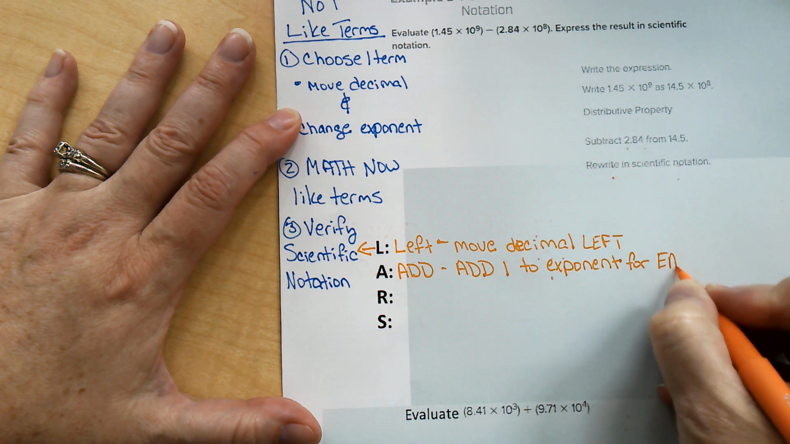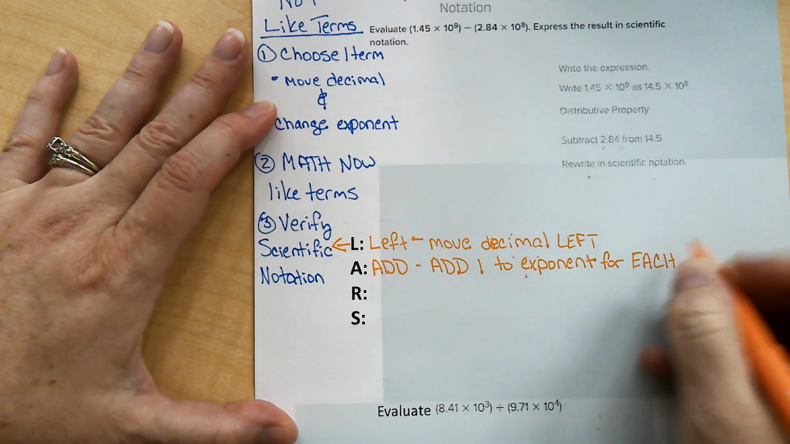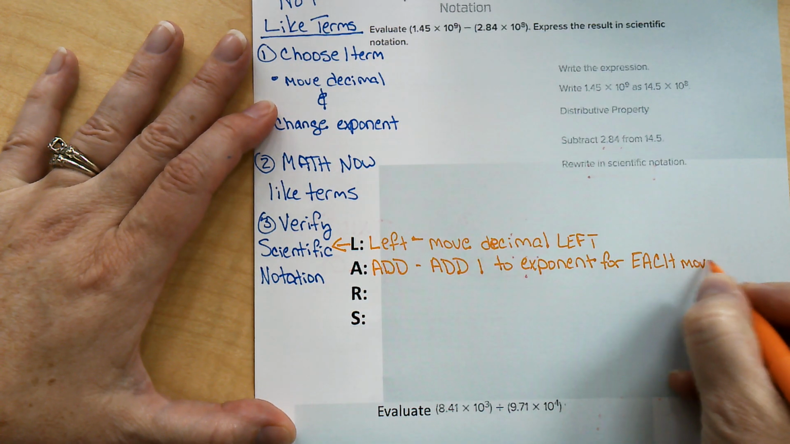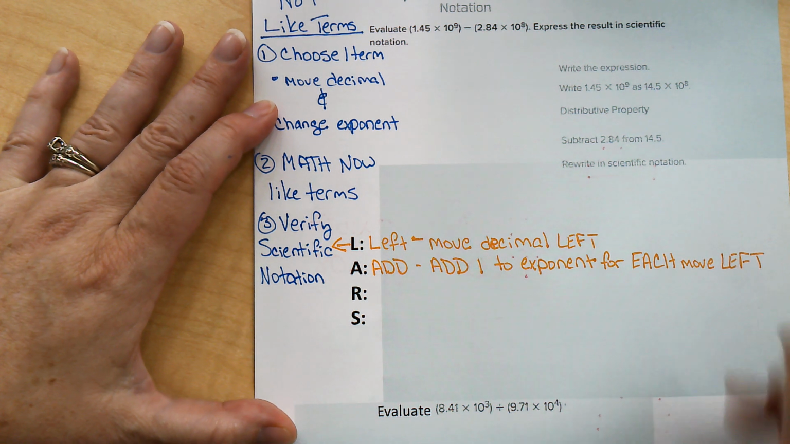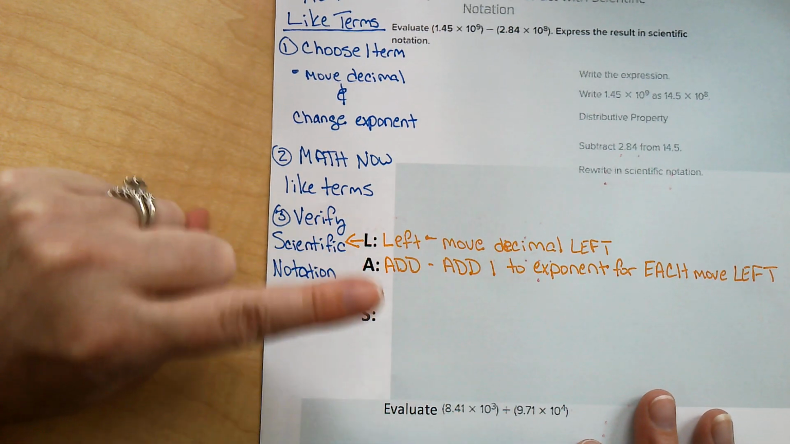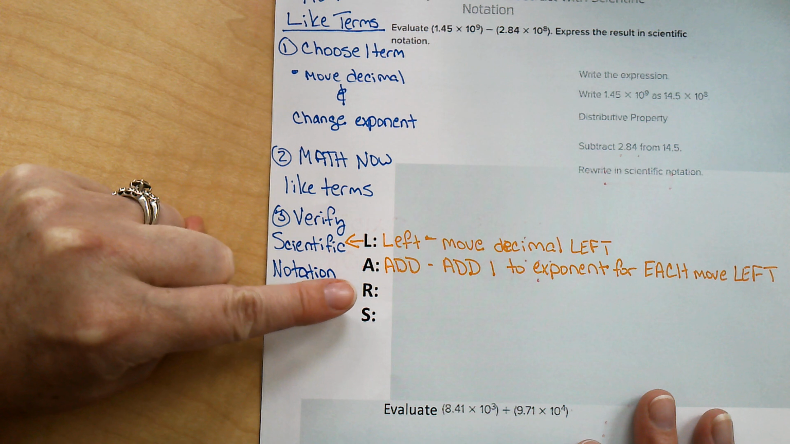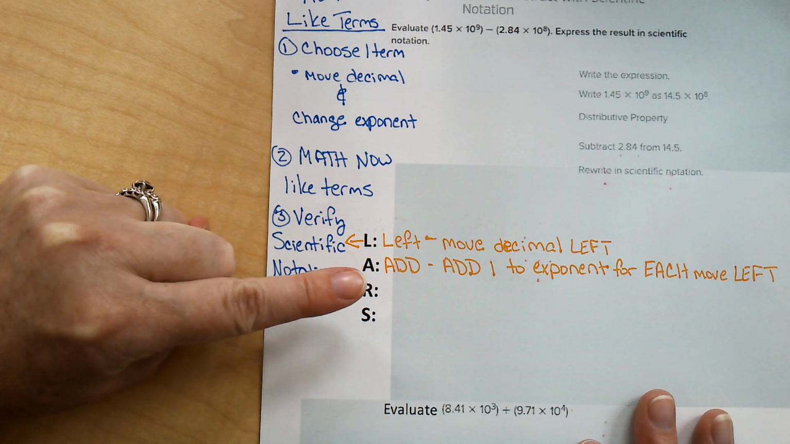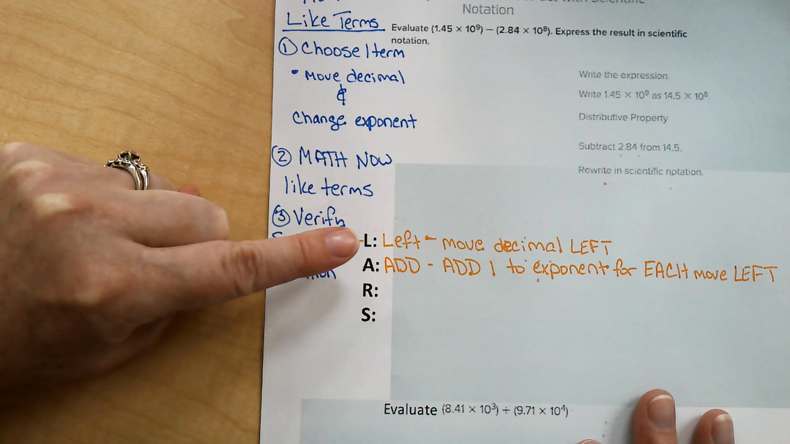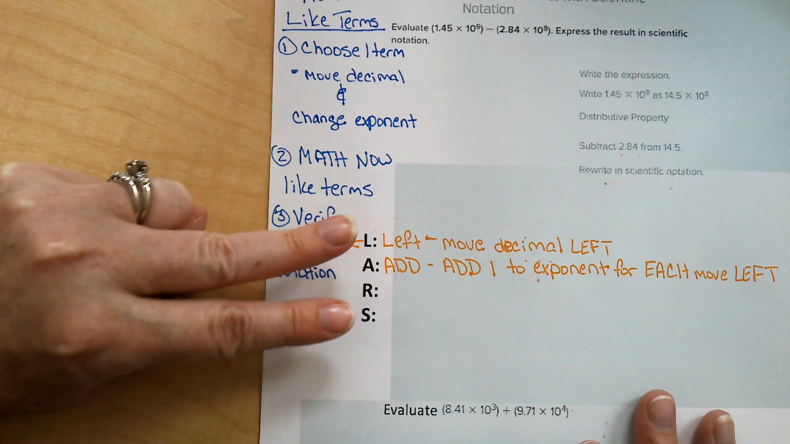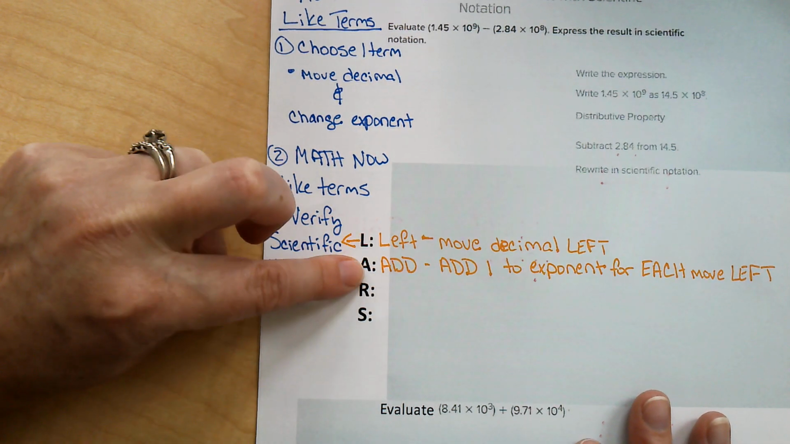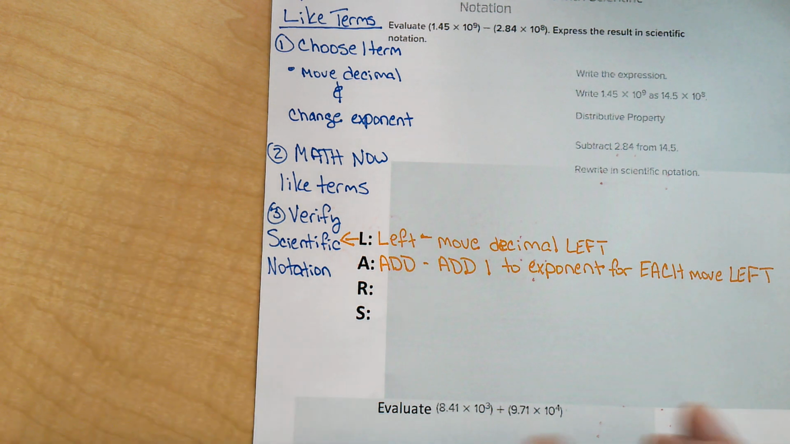for each move left. Okay, so if you move that decimal 1 time to the left, you're going to add 1 to your exponent. If you move that decimal 2 times to the left, you're going to add 2 to your exponent. Okay, left and add go together.